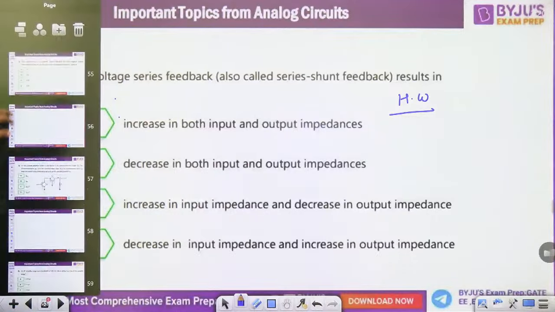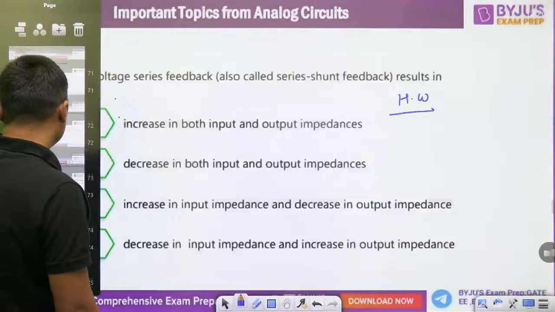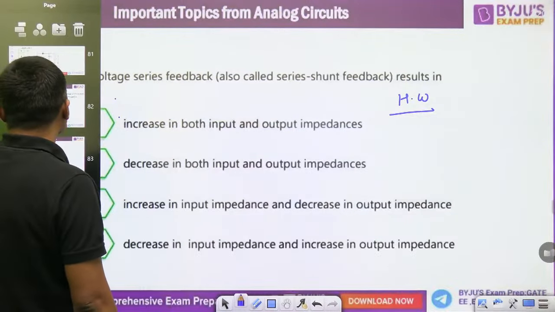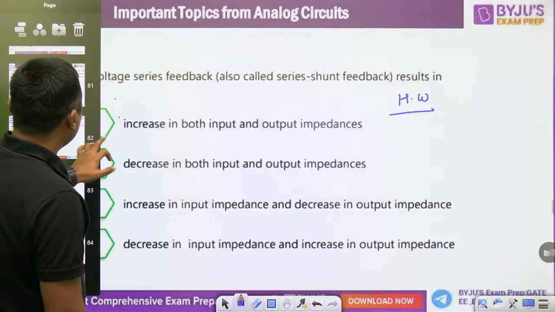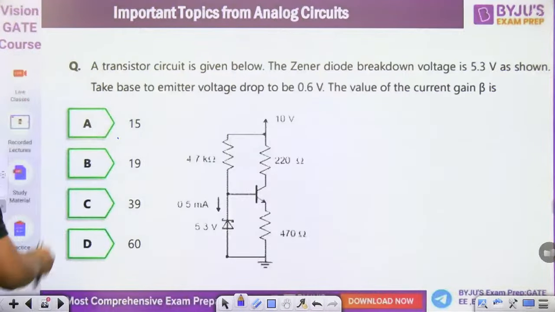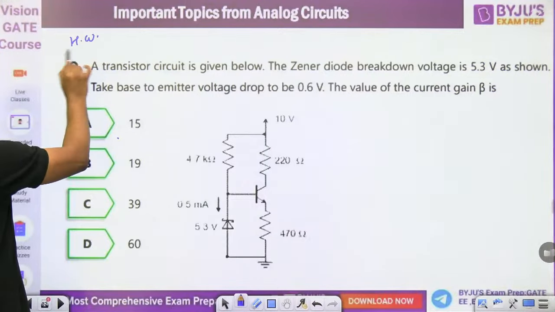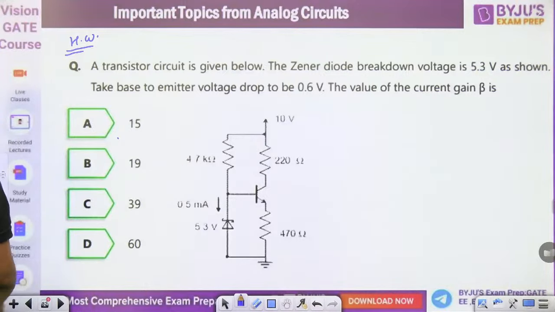Okay, this is the question. Then, again, a very easy question on transistor. Please try to solve this question also. A transistor with a Zener diode connected, and so on. You can solve this.